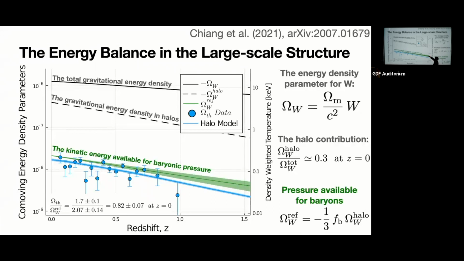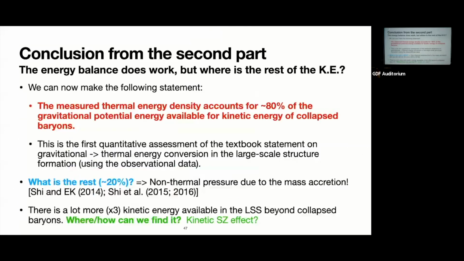Green is our measure of the thermal energy density. If this exceeds blue, something is terribly wrong. And it isn't. In fact, it's really beautifully parallel, and it's 80% of your gravitational potential energy. Energy is conserved, so 80% of gravitational potential energy was converted into thermal energy by shock heating, but not 100%. So what is the rest? That's non-thermal pressure.